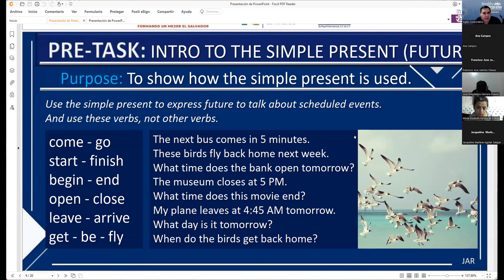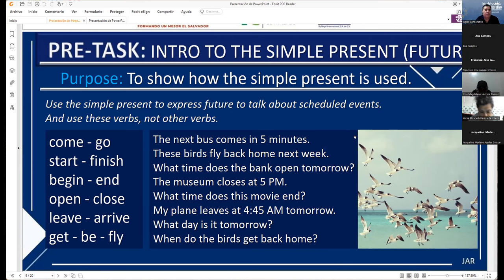So normally we say like this: use the simple present to express future to talk about scheduled events. Teacher, schedule, what schedule? Schedule means horario. Horarios. So scheduled events, eventos programados, o sea, eventos que tienen un horario. And use these verbs, not other verbs.